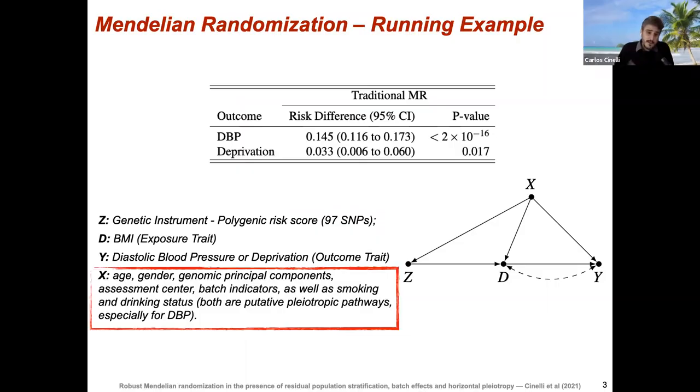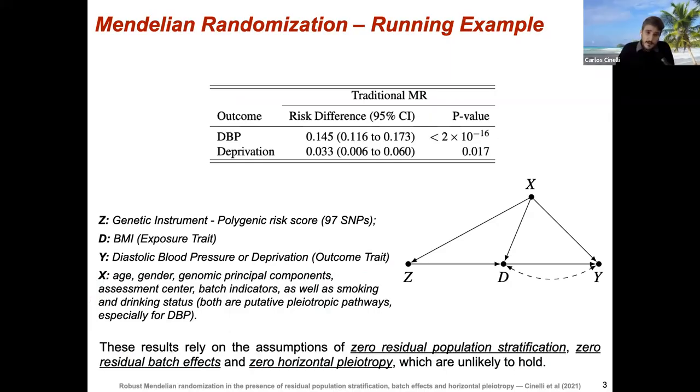And to mitigate the concerns of population structure, batch effects, and pleiotropy, in our observed covariates X we're going to have age, gender, genomic principal components, assessment center, batch indicators, as well as smoking and drinking status, because these can be putative pleiotropic pathways, especially for diastolic blood pressure. But note here that these MR results rely on the strong assumptions of zero residual population stratification, zero horizontal pleiotropy, and zero residual batch effects. And this is very unlikely to hold, right? Like in practice.